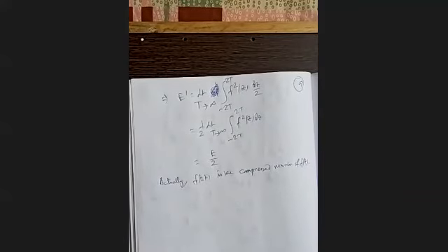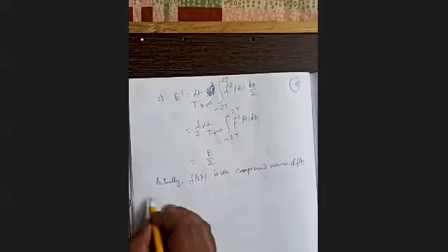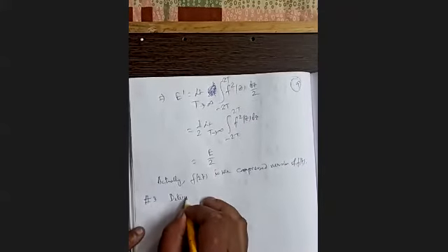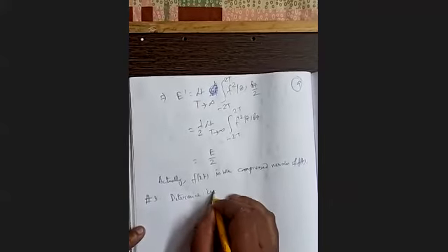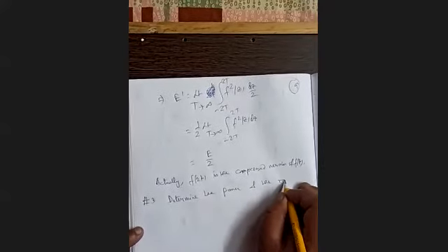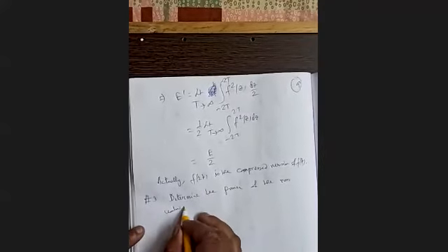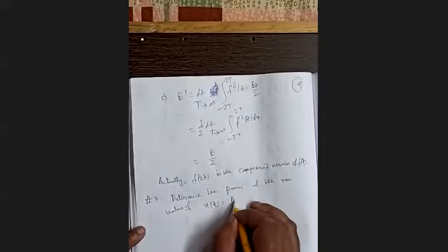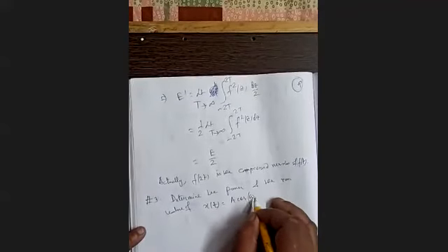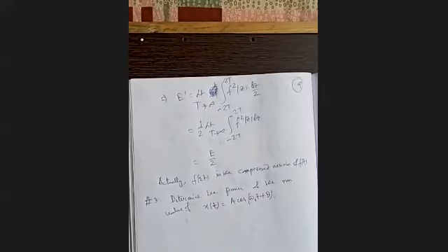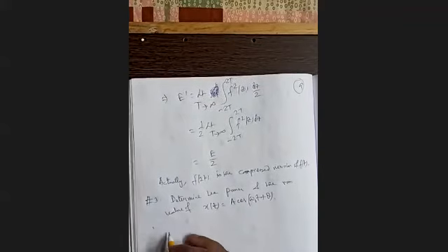Now, our next problem. Determine the power and the RMS value of x(t) equal to A cos(omega 0 t plus theta). It is a periodic signal. That's why directly we can write that it's a power signal. So what is our P?